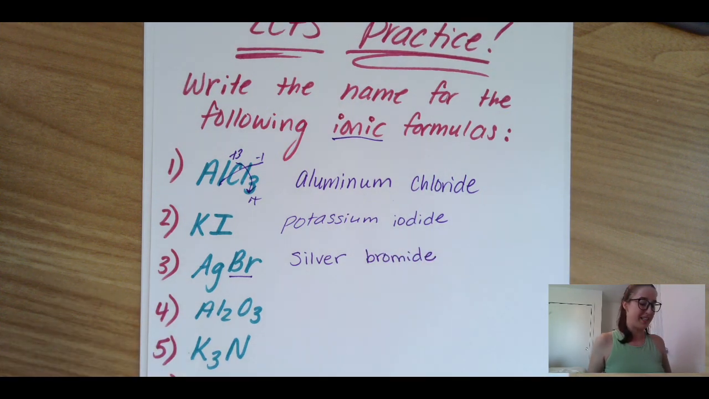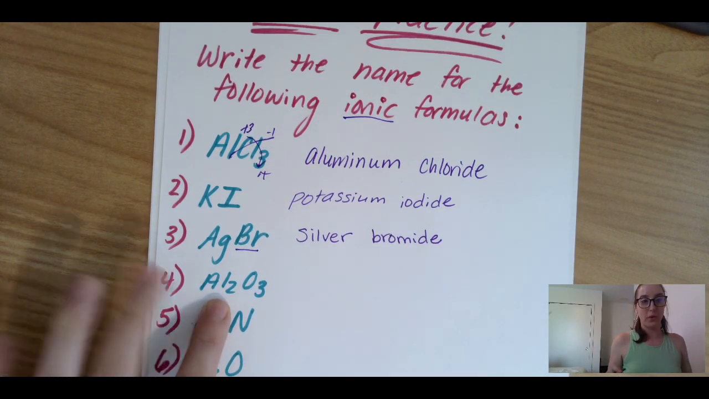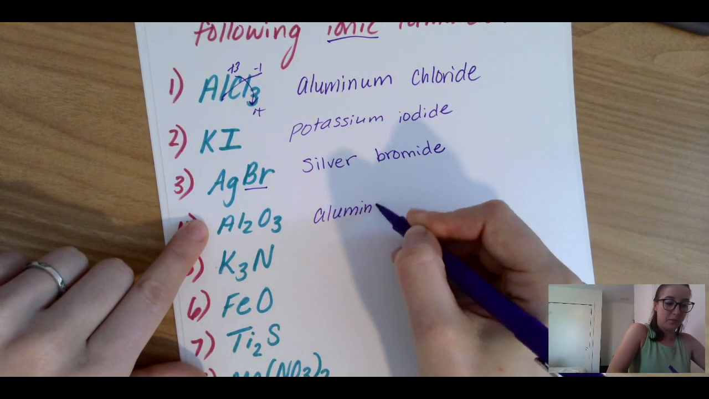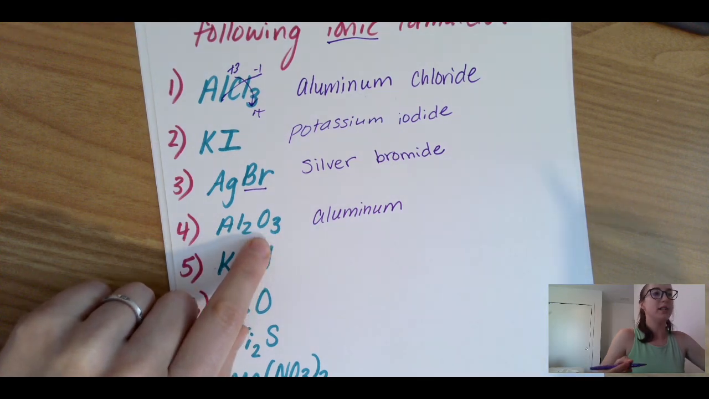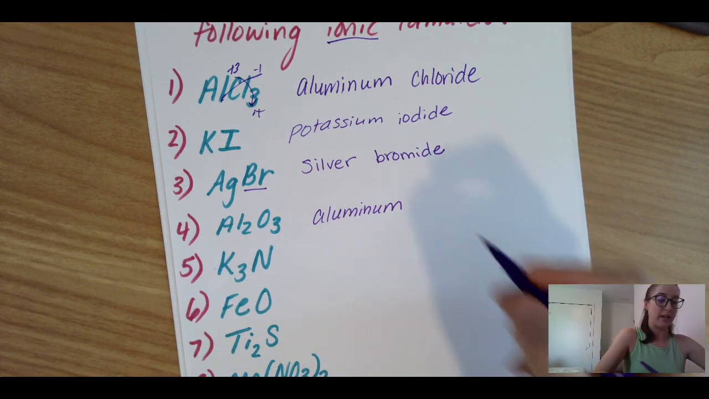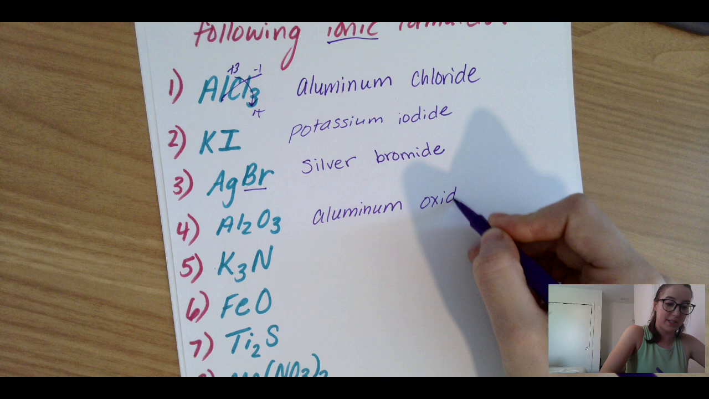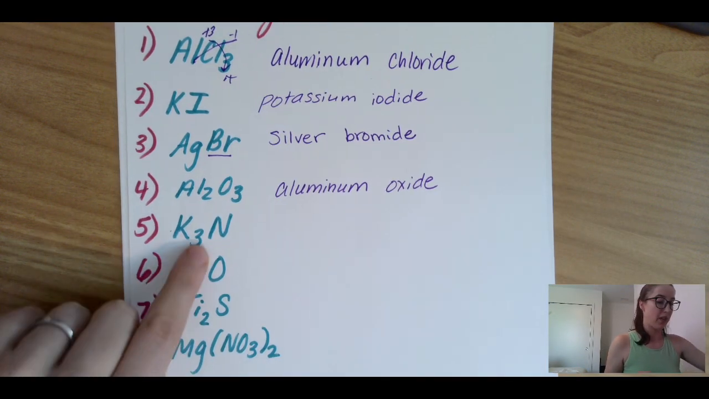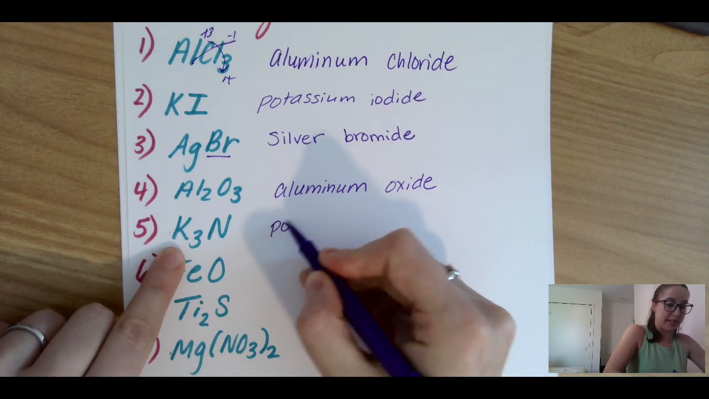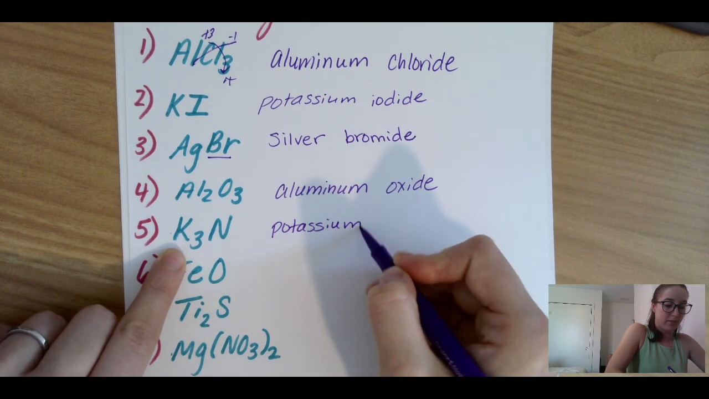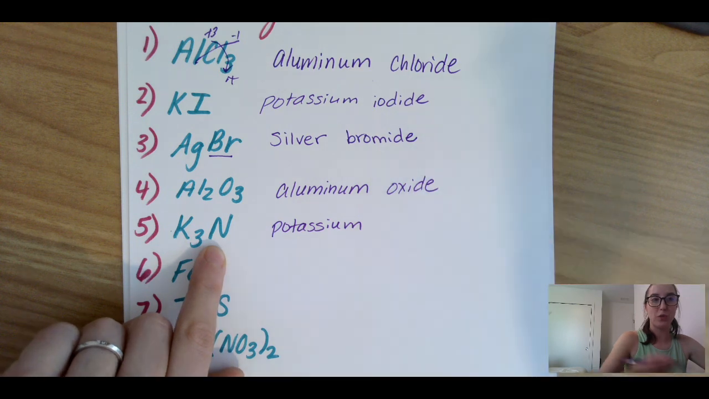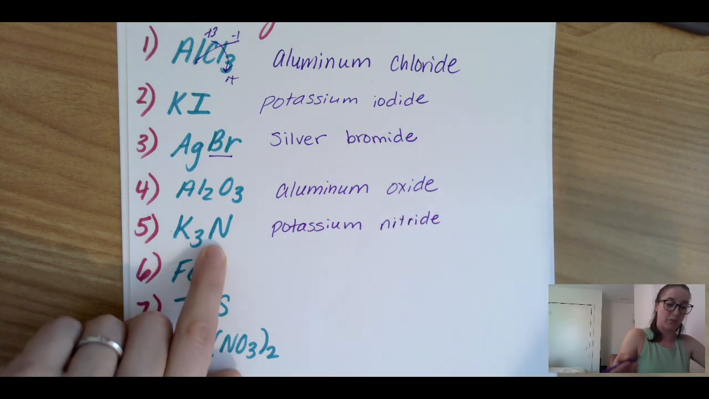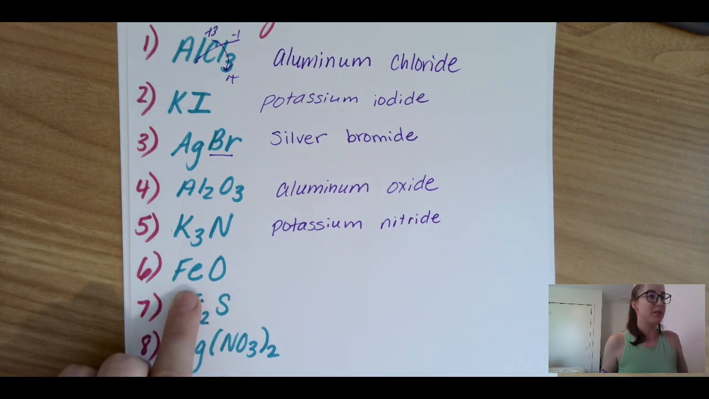All right. Continuing on, we have Al2O3. This is Al standing for aluminum. And then O stands for oxygen, right? Which we change the ending to ide. So oxide. All right, good. Continuing on, number 5, we have K3N. K stands for potassium. And N stands for nitrogen, which is nitride. Right, nitride. Okay, awesome.